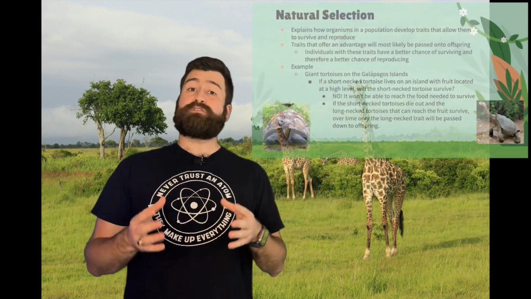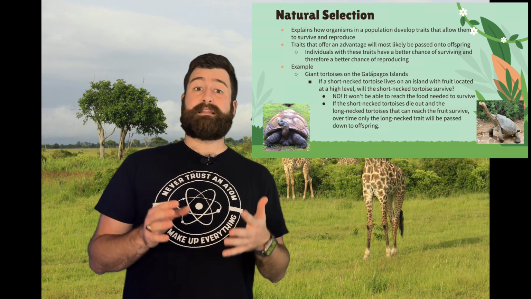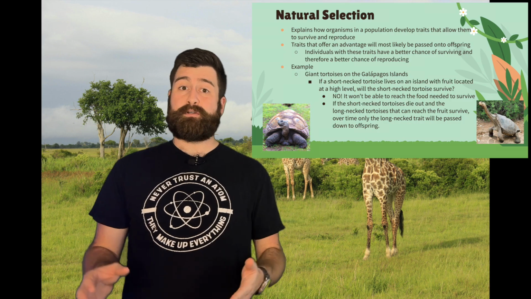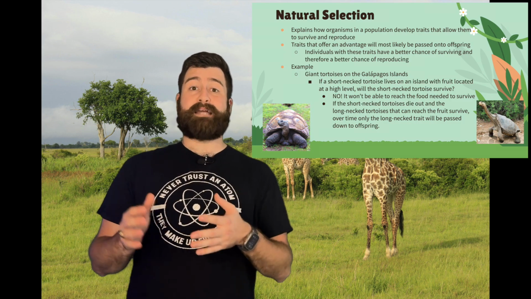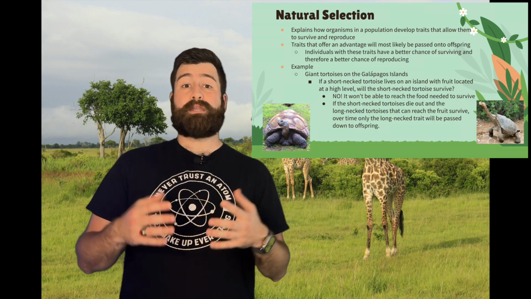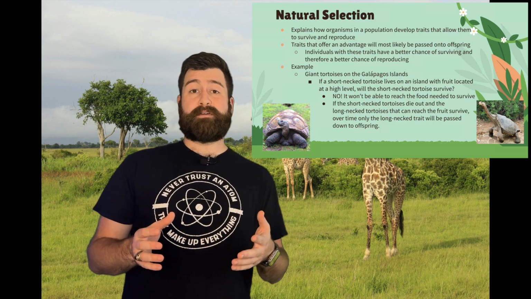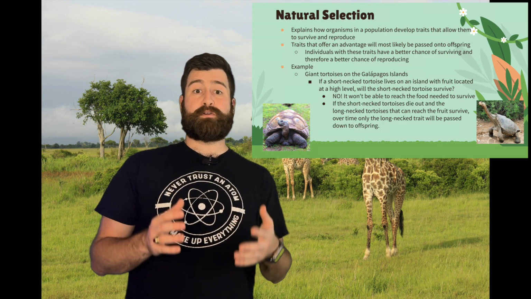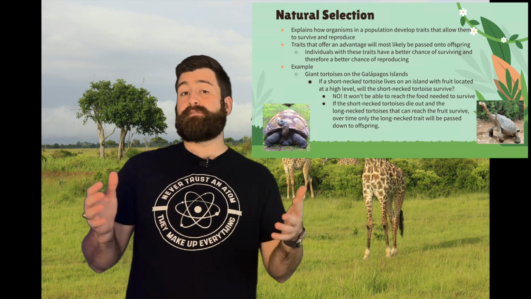So anyways, what is natural selection? Natural selection explains how organisms in a population develop traits that allow them to survive and reproduce. Any trait that offers an advantage will most likely be passed on to the offspring, whether that's inherited or acquired. It will become inherited. Individuals with these traits have a better chance of surviving, and therefore a better chance of reproducing, which in turn helps increase the chances of the survival of their species.